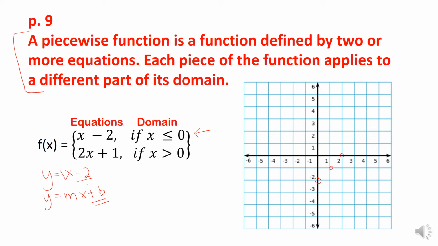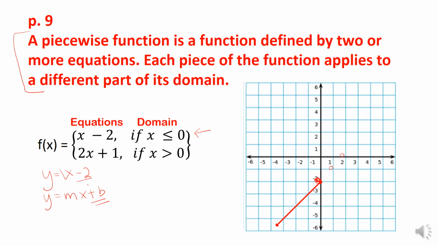And I see this is only part of my graph when x is less than or equal to 0. So here is x equal to 0. Then I'm going to make a point here, and I'm going to make a point here to continue my graph. And if I wanted to draw it, it would look like that.